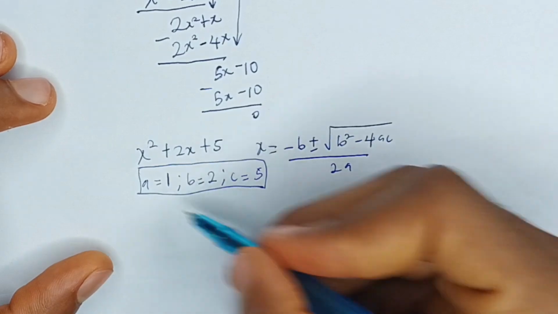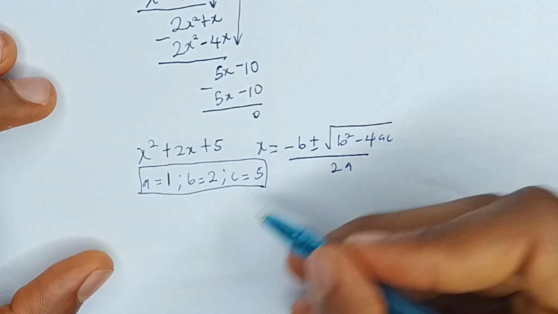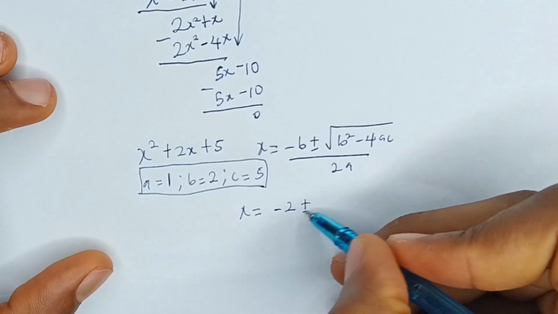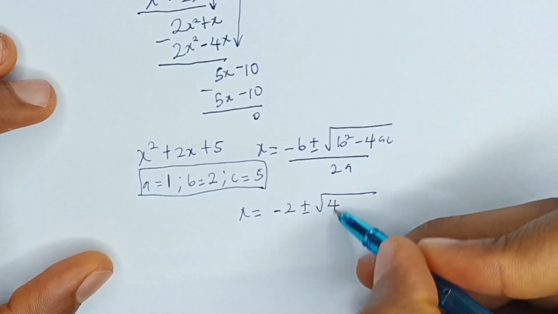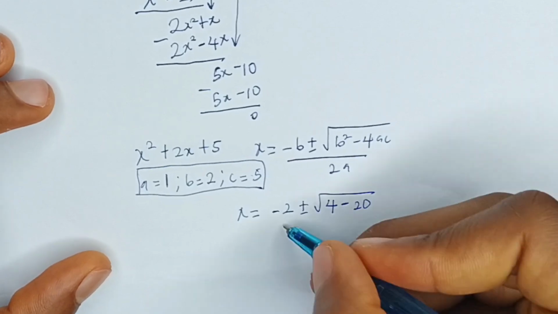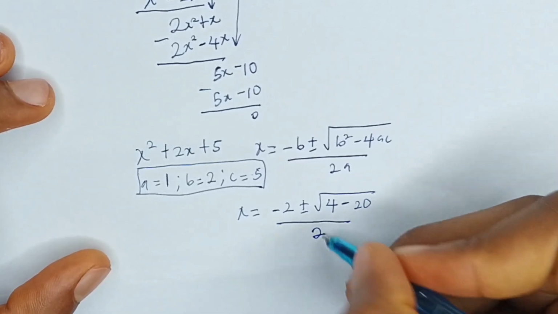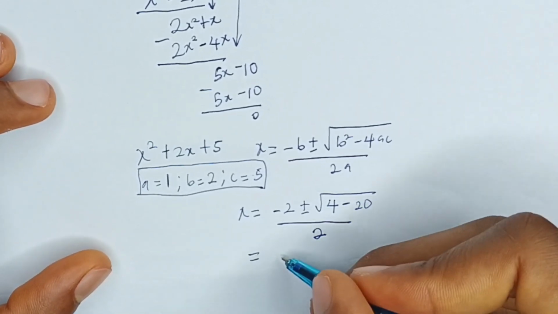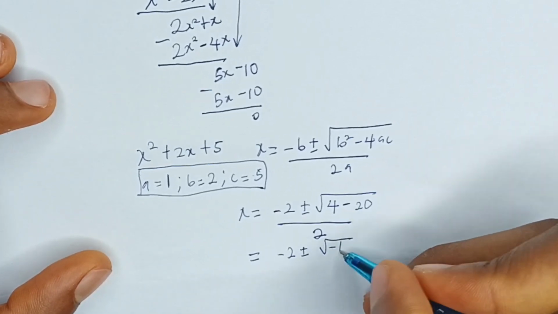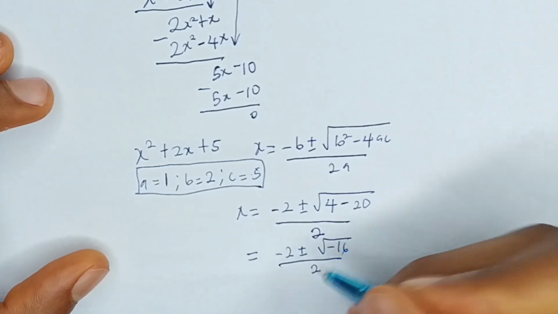Now, from here, we can substitute this into this. So we have x is equal to minus 2 plus or minus square root of 2 squared is 4 minus 4 times 5 is 20. Alright? Over 2 times 1 is 2. This is equal to minus 2 plus or minus root of negative 16 over 2.